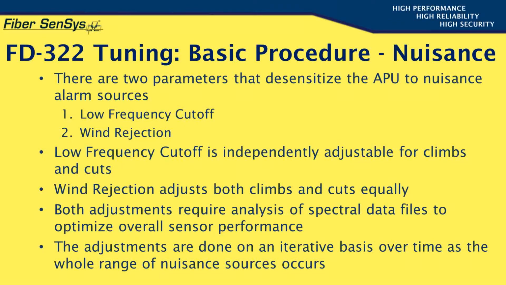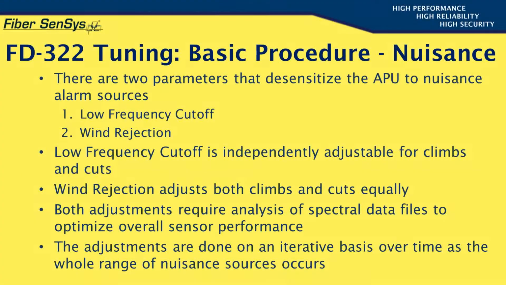Rejection of nuisance alarm sources is next on the tuning agenda. There are two parameters that desensitize the APU to nuisance signals: low-frequency cutoff and wind rejection. Both climb and cut processors have independently adjustable frequency cutoffs. However, the wind rejection algorithm affects both processors equally. Both the wind rejection and frequency cutoff settings require analysis of spectral data files to optimize performance. Real-time mode signal recordings and internal alarm spectral history files can be analyzed in the replay mode to this end.